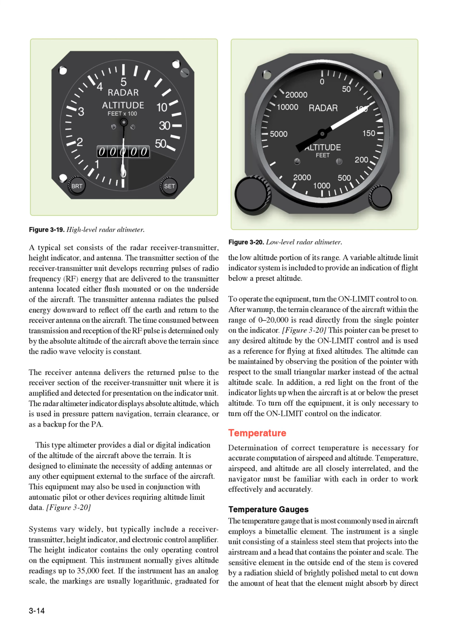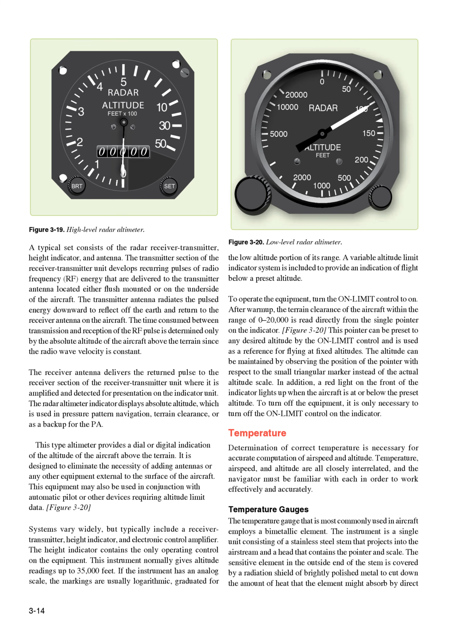The transmitter section of the receiver transmitter unit develops recurring pulses of radio frequency, RF, energy that are delivered to the transmitter antenna located either flush mounted or on the underside of the aircraft. The transmitter antenna radiates the pulsed energy downward to reflect off the earth and return to the receiver antenna on the aircraft. The time consumed between transmission and reception of the RF pulse is determined only by the absolute altitude of the aircraft above the terrain, since the radio wave velocity is constant. The receiver antenna delivers the returned pulse to the receiver section of the receiver transmitter unit, where it is amplified and detected for presentation on the indicator unit.